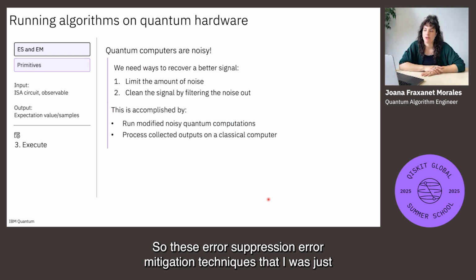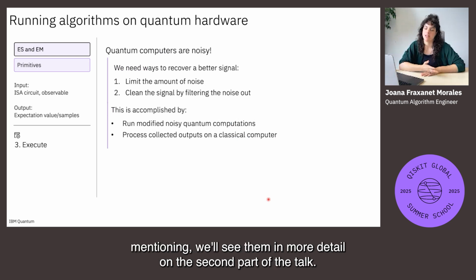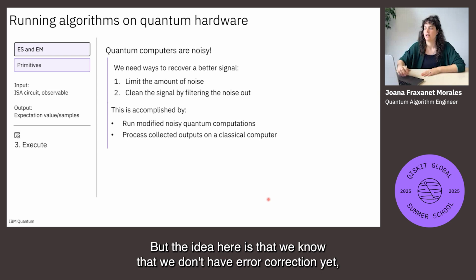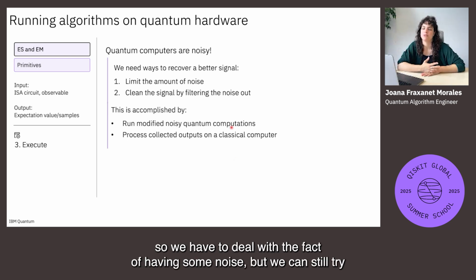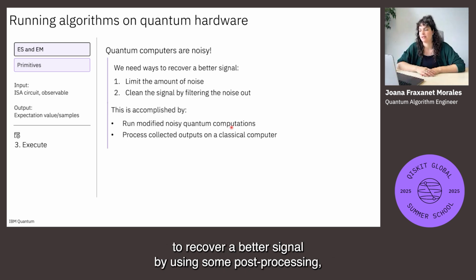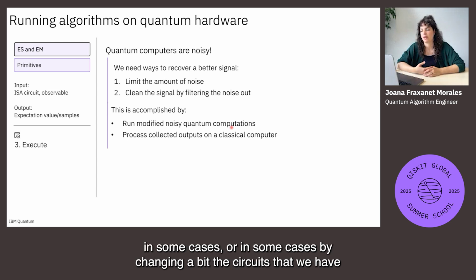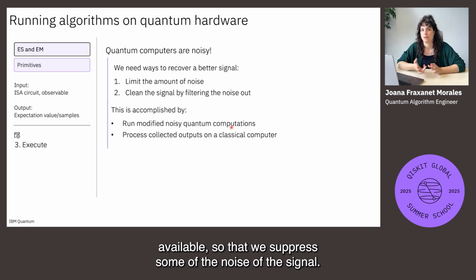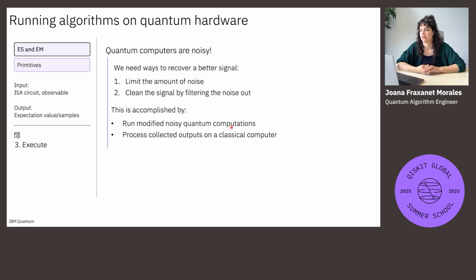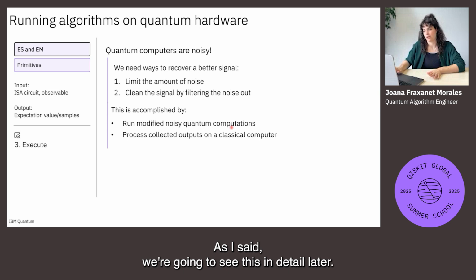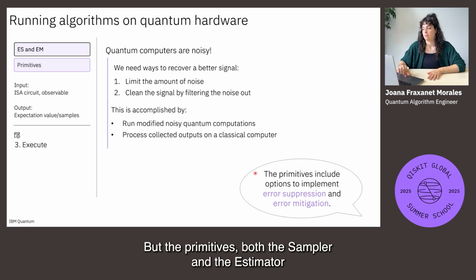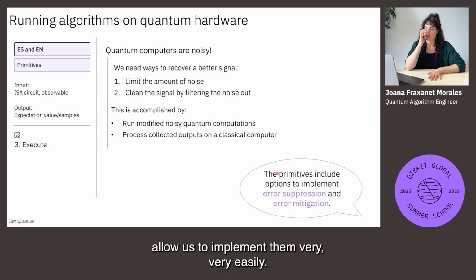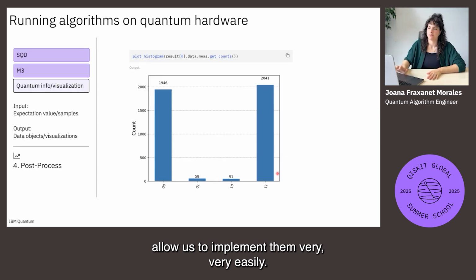So these error suppression and error mitigation techniques that I was just mentioning, we'll see them in more detail in the second part of the talk. But the idea here is that we know that we don't have error correction yet, so we have to deal with the fact of having some noise, but we can still try to recover a better signal by using some post-processing in some cases, or in some cases by changing the circuits that we have available so that we suppress some of the noise of the signal. As I said, we're going to see this in detail later. But the primitives, both the sampler and the estimator, allow us to implement them very, very easily.